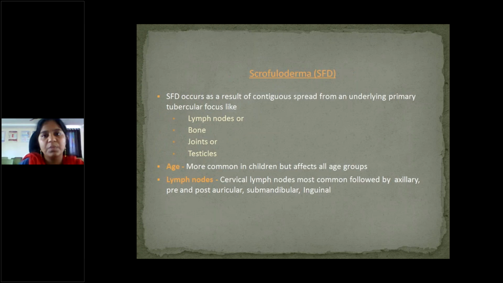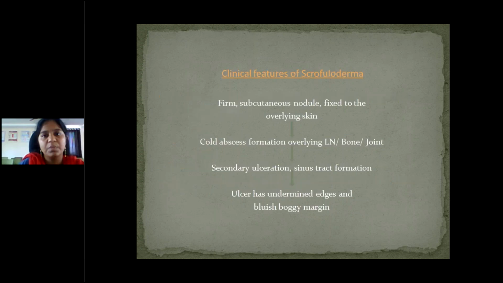Scrofuloderma occurs as a result of contiguous spread from an underlying primary tuberculous focus. That can be a lymph node, bone, joints, or organs, anything. It is more common in children but affects all age groups. Cervical lymph nodes are most common, followed by axillary, pre- and post-auricular, submandibular, inguinal, etc.